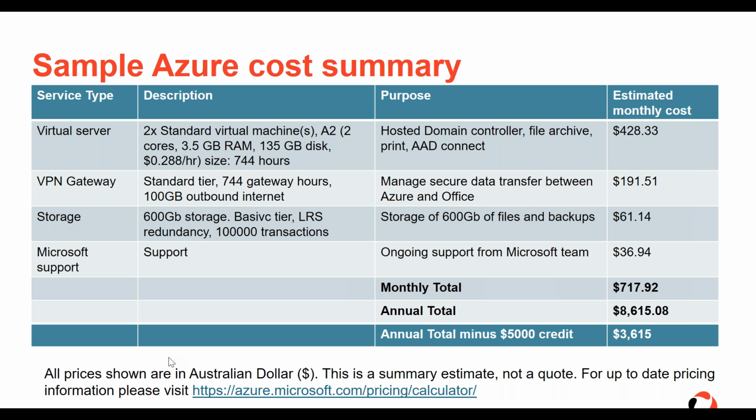Now, you can see the figures on the screen there. It worked out to be approximately $717 a month at an annual total of about $8,600. Once you apply the non-profit credit, the annual cost ended up being about $3,600 for 2 cloud servers and all of the connectivity associated with that. So I don't know of anybody who can purchase a server at that speed for $3,600 a year. So it has ended up being a very good deal for them.